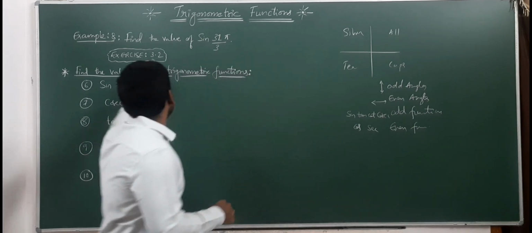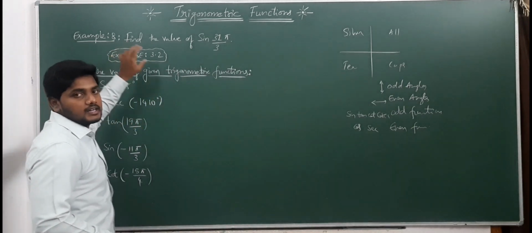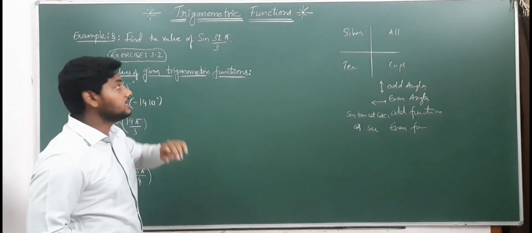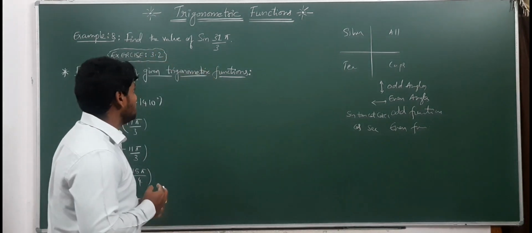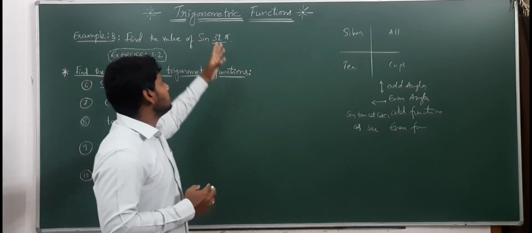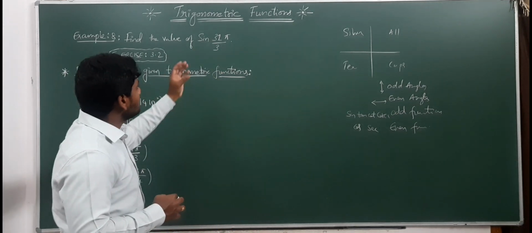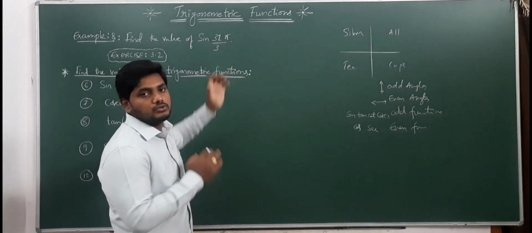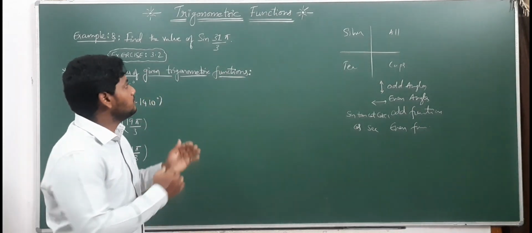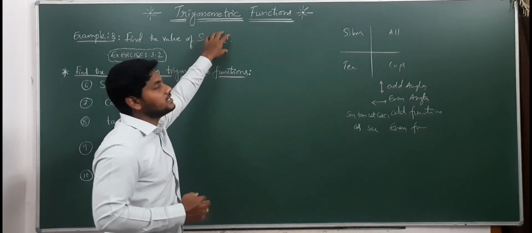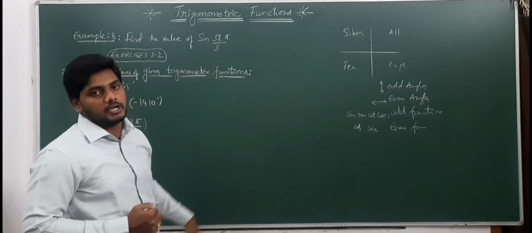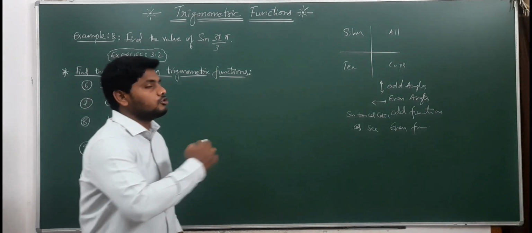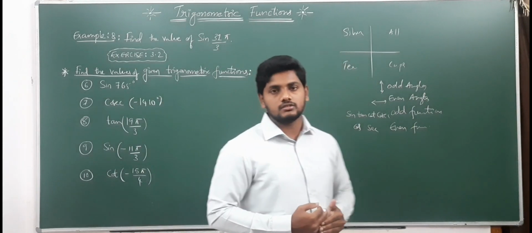First we will start with example 8 from your class 11, third chapter, trigonometric functions. Find the value of sin 31 pi by 3. Actually we don't know sin 31 pi by 3, but by minimizing that angle to between 0 and 90 degrees, we can find the value of sin 31 pi by 3 very easily. Why? Because 0 to pi by 2 values are all known to us.